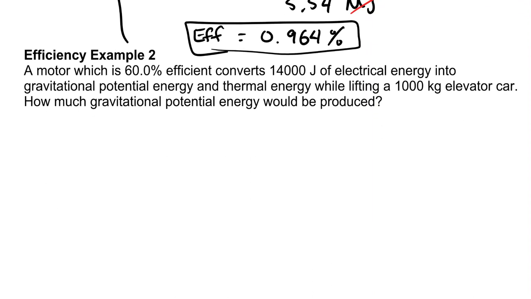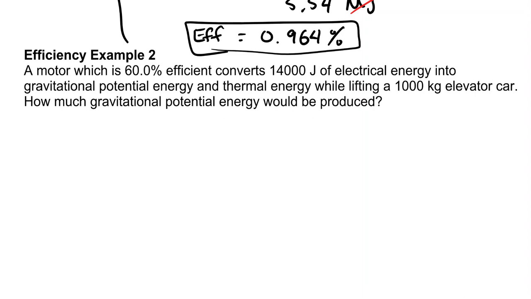So here we're going to do another example, and then I'm going to let you do some questions by yourself. A motor which is 60% efficient. What that means is out of 100 joules input, only 60% of them, or 60 out of 100, become useful energy, right? 40% of this is going to be wasted. Anyways. A motor which is 60% efficient converts 14,000 joules of electric energy into gravitational potential energy and thermal energy while lifting a 1,000 kilogram elevator car. How much gravitational potential energy would be produced?